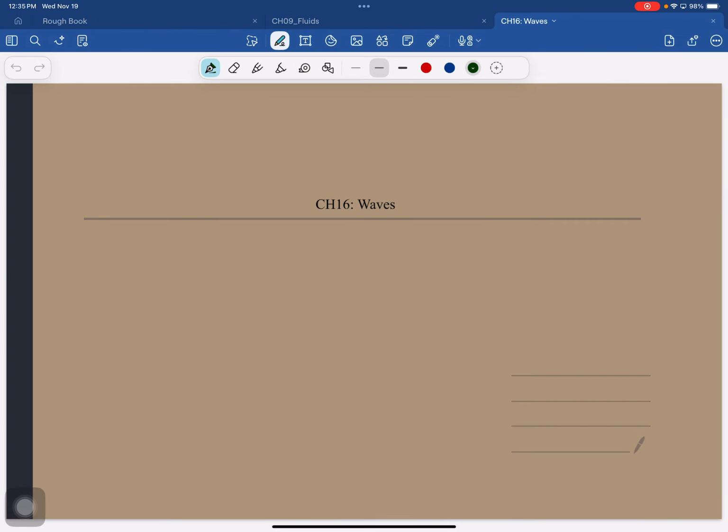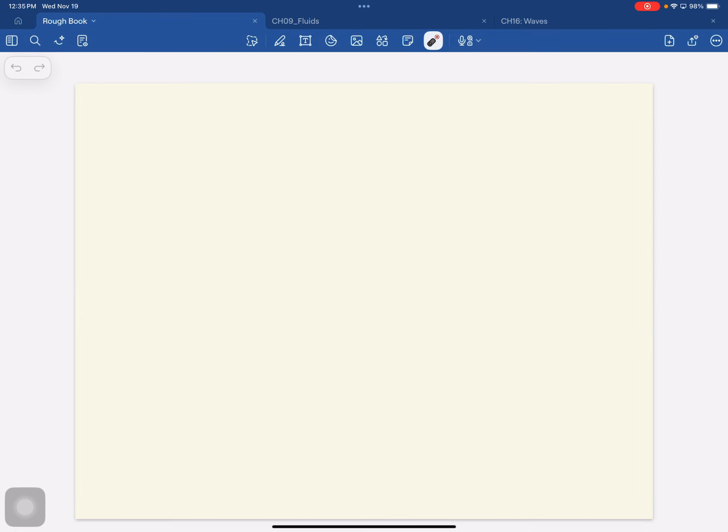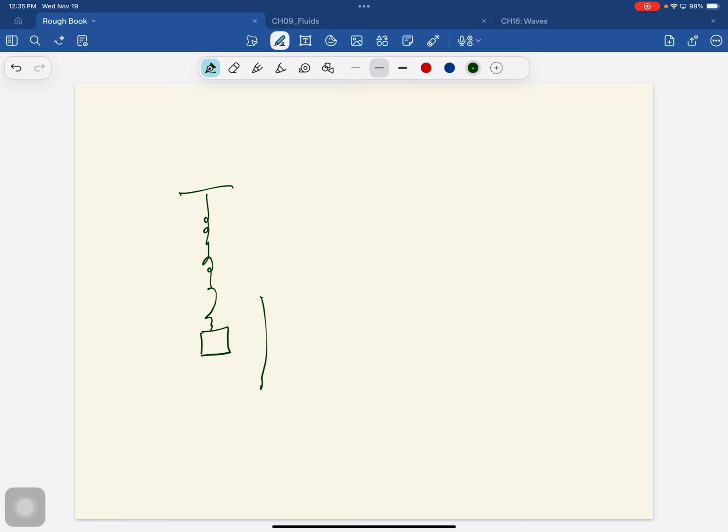In this chapter, we'll talk about waves. And so here's what they are. In the last chapter, you talked about simple harmonic oscillators. So here was an example: a mass attached to a spring. In an oscillator, what did you need?